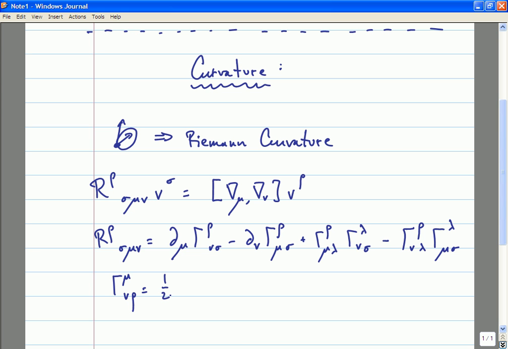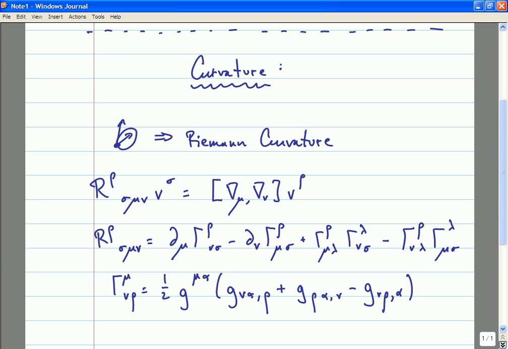So the Christoffel symbol involves first derivatives of the metric, and it's essentially the correction term that you have to add to the partial derivative, to the covariant derivative, in order to make it covariant and make everything transform in a nice tensorial way under coordinate transformations.